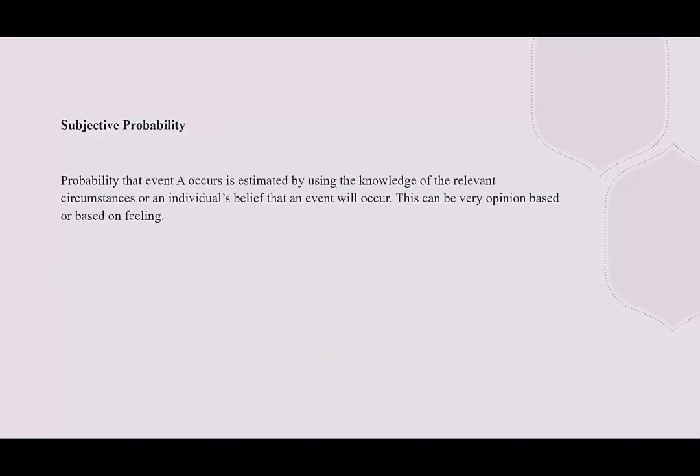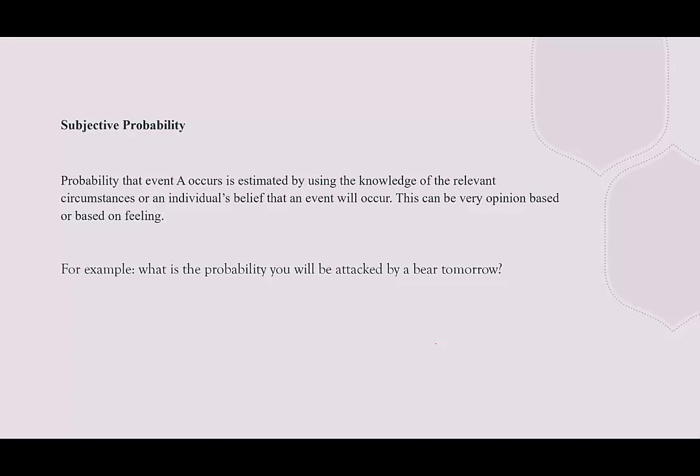And the last one, the subjective probability. This probability is that an event A occurs. It's estimated by using the knowledge of the relevant circumstances or an individual's belief that an event will occur. This can be very, very opinion-based or based on feeling. So of the three, this one can vary widely from person to person, from event to event.